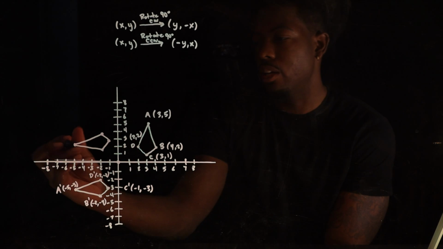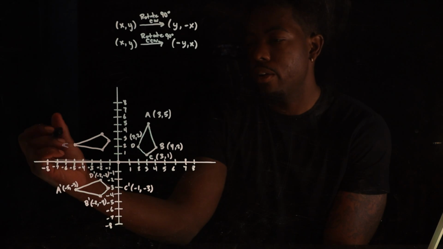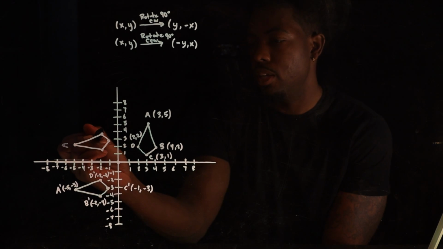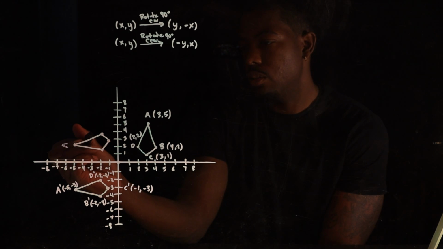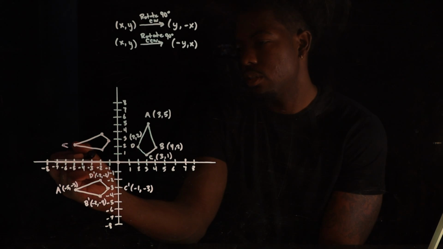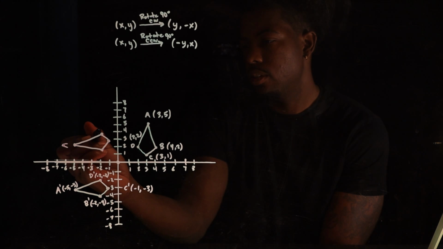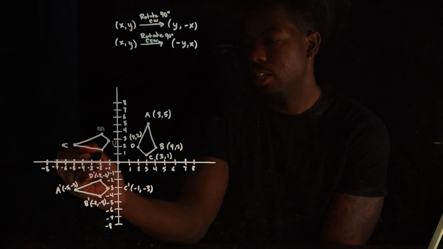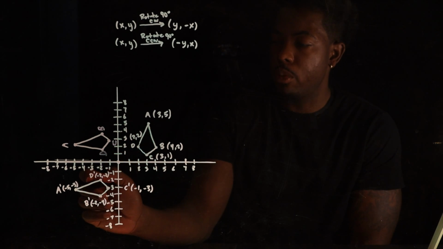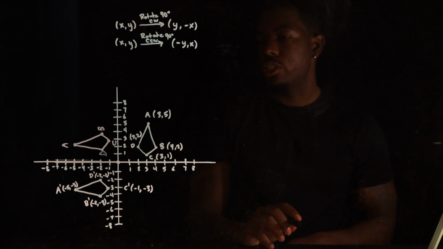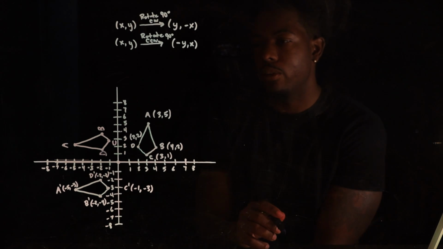This was point A here. This was point B here. This was point C, and this was point D. How do I match up my point A with my point A prime? How many units do I need to translate down?